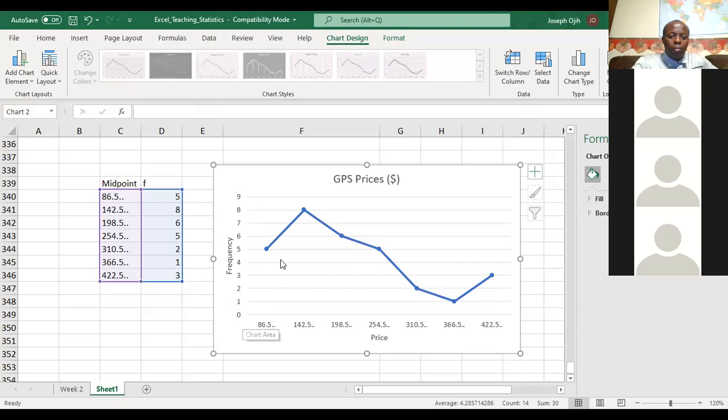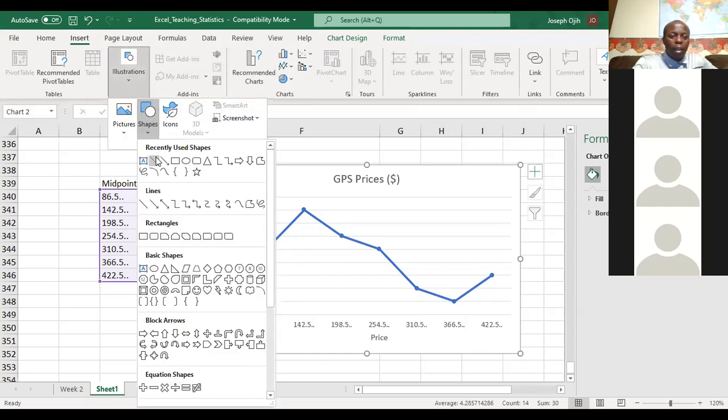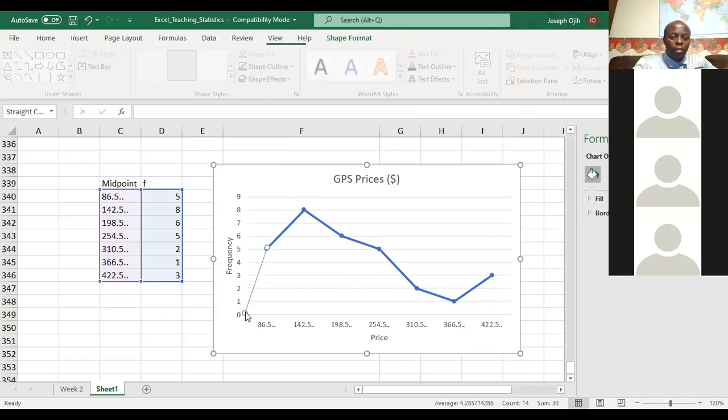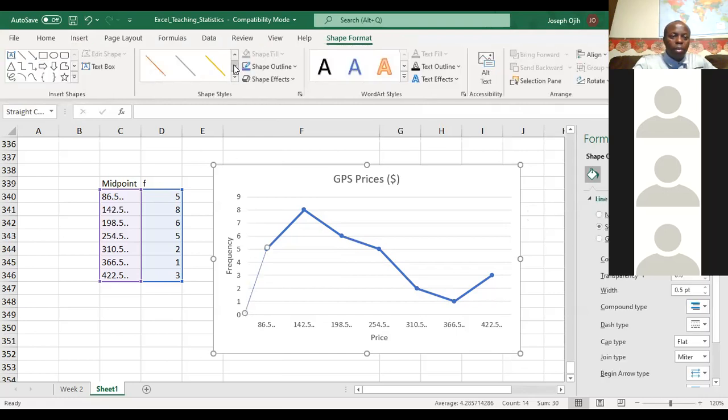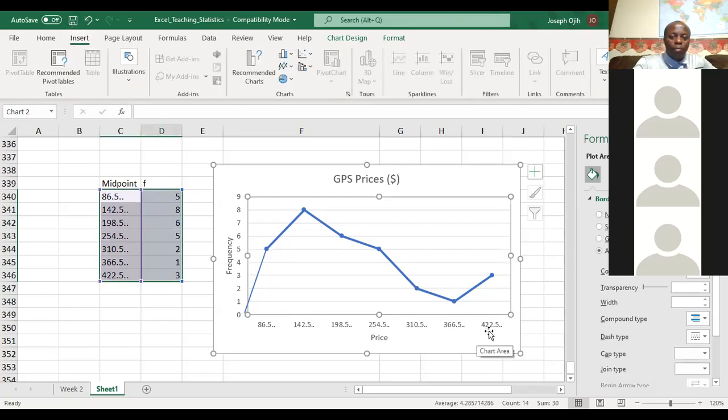So I can just put it that way. I can just insert the shapes, shape from here. I can close it all the way to 30 at the end. And of course, make it a thick line so that it will conform to the one I have here. And for this one, it closes at the end. Usually, you add the class width to this number, it will give you a number that will close it at the end. So you've got to close it so it can form a histogram.